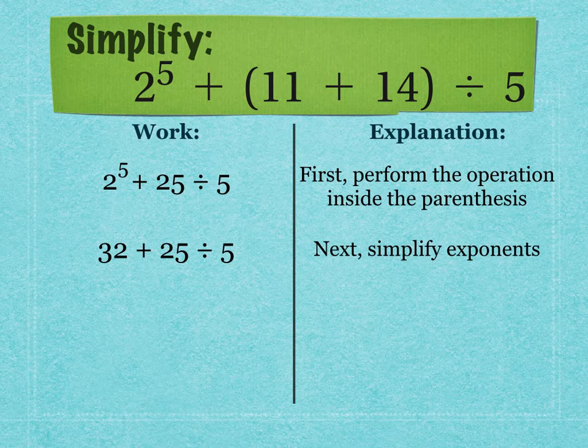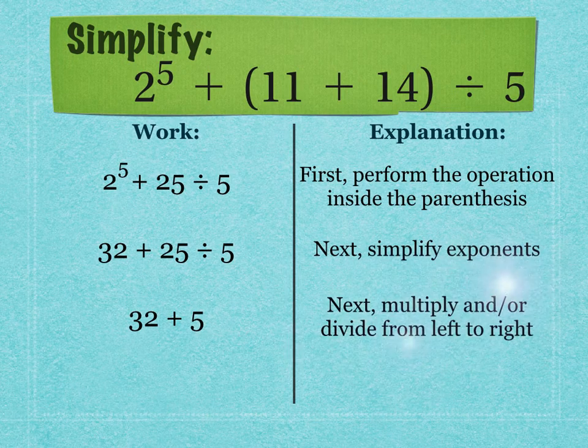Now we're going to look for either multiplication or division. If there were multiple multiplication and division symbols in the problem, I would work my way from left to right. In this case, I only have one division, which is 25 divided by 5, which is 5. So I'm going to bring down 32 plus 5. My explanation is next, multiply and or divide from left to right.